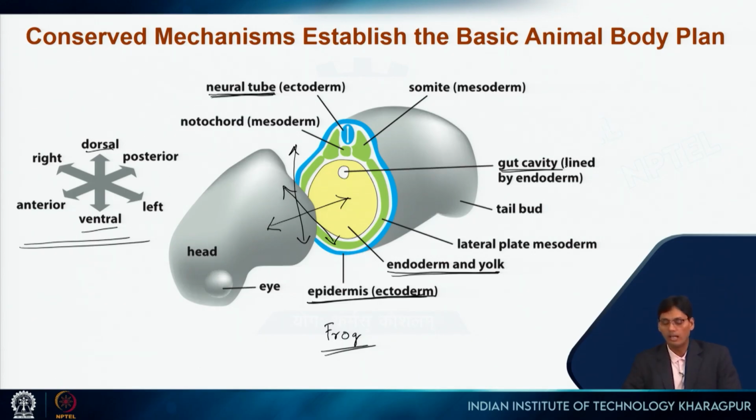And now mesoderm is just a layer in between endoderm and ectoderm, as we already discussed, and this part is the head and this is the tail bud. So after a certain time of development, it will be very clear that this is head and this is tail, and then other organs will form progressively.